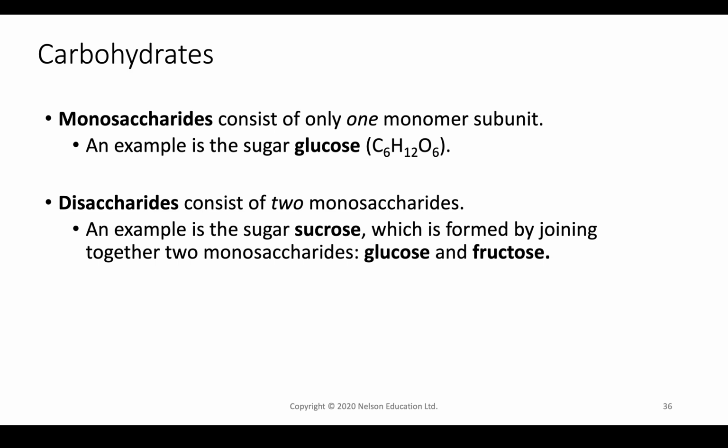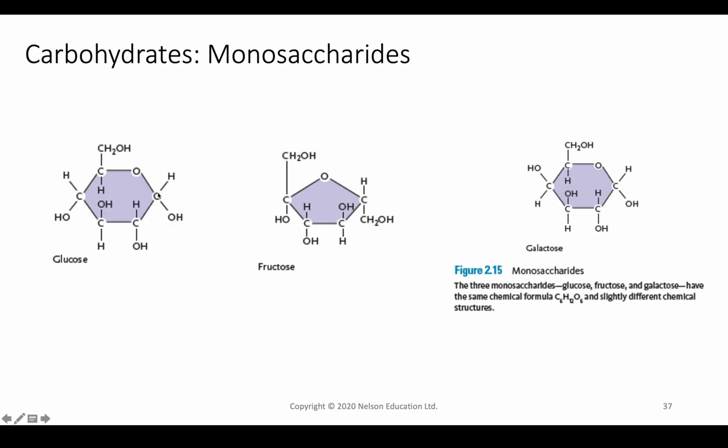Sorry, these are all different types of sugars. Sugar glucose, again, that's C6H12O6. And disaccharides are when we're putting together two monosaccharides like sucrose. Sucrose is going to be formed when we put together glucose and fructose, making the disaccharide, again, sucrose.